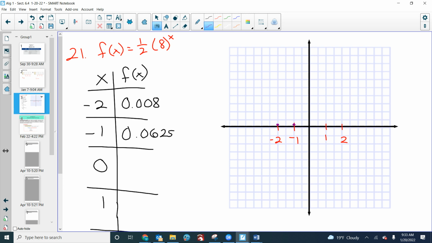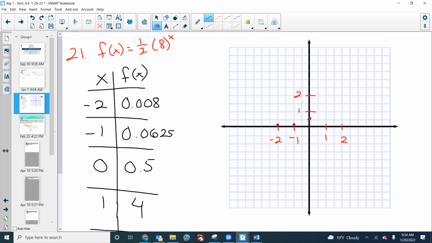8 to the 0. We don't need a calculator for this one. What's 8 to the 0? 1, times a half. So 0.5. At 0, we're at a half. At 1, what's 8 to the first power? 8 times 1/2? 4.